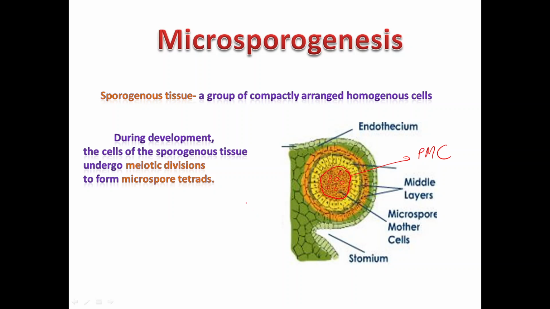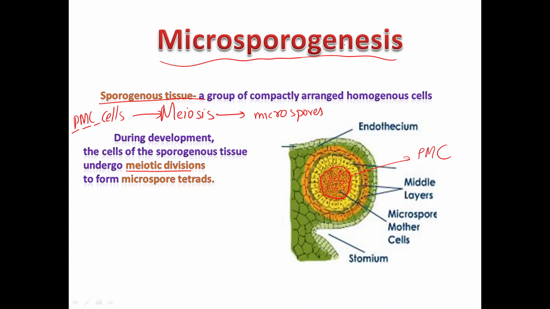Now if you look here, the sporogenous tissue undergoes meiotic division. It undergoes meiosis. The sporogenous tissue has many cells. These cells are also called PMC, that is pollen mother cell. These cells undergo meiosis and they give microspores. This process is called microsporogenesis.